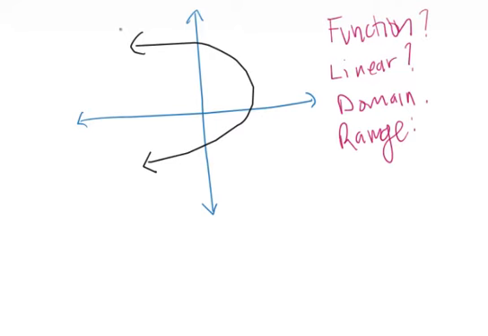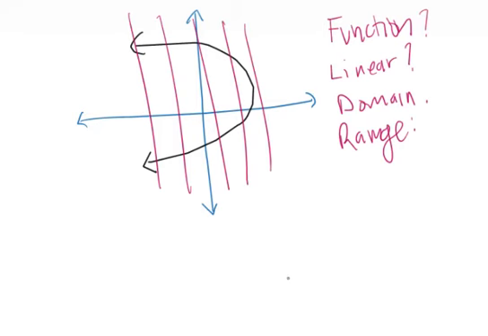We can draw our pencil and draw lines through it like this and see, does it hit more than once? Okay, notice it hits twice here. So that means I had one input value, say -2 here, and guess what? This isn't going to work. So is this a function? No. Is it linear? Definitely not. Linear means it would be straight.